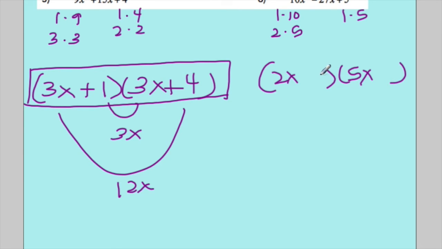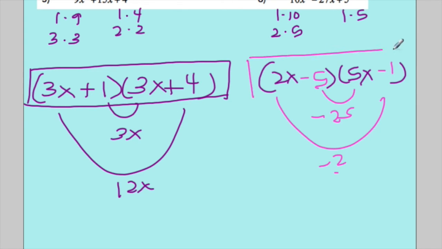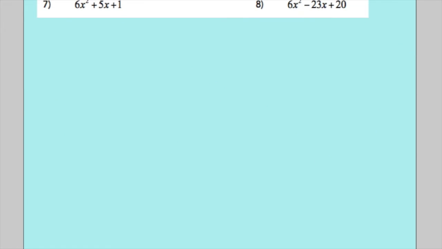Would that work? Let's try it. So I put 5 here and 1 here. This is 25. This is 2. So with those two, I could get to negative 27. They would both have to be negative. So let's try it. Negative 5 times negative 1 does give me a positive 5. And if I add these together, I get a negative 27. So my solution is here. Okay. Good. Moving on to number 7.